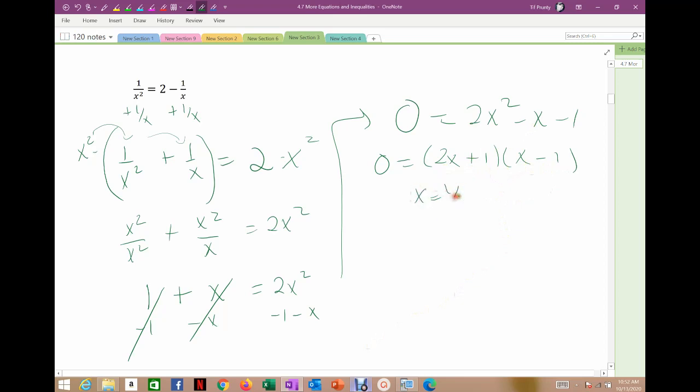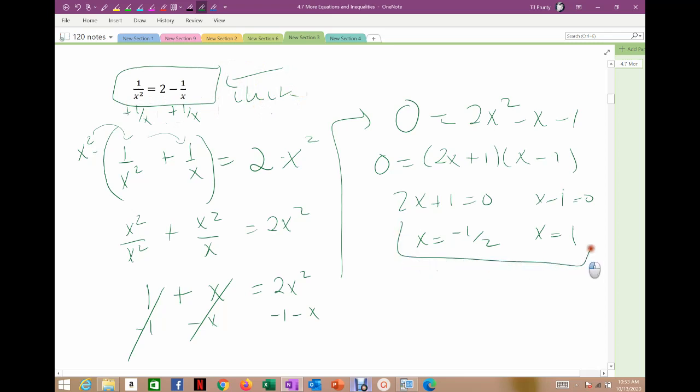And so I have a solution negative 1/2 and positive 1, because I set each of those to 0. And then you check them. I'll go back to the original to check. The only number I can't have is 0, right? So both of them check. I'm good. I don't have to worry about it. They both check, so both of those are my solutions.